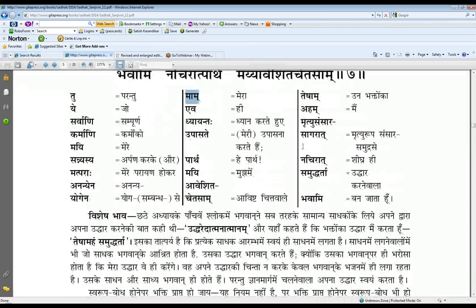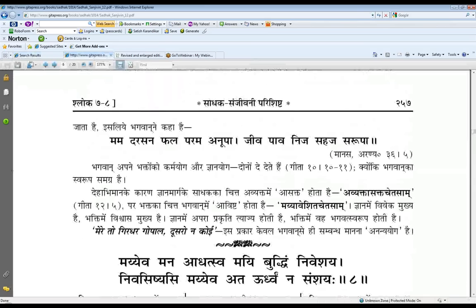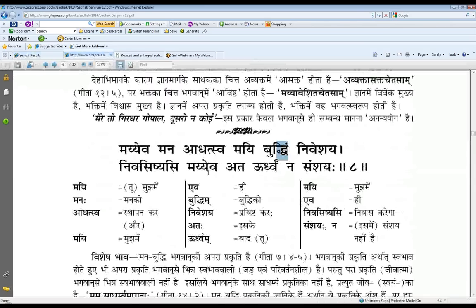Next shloka, right here: mai buddhim niveshaya. Buddhim, same thing. Buddhim means you have a padanta makara, followed by the nakara, which is a hal. So it became an anuswara. Down here, one more: urdhvan na saunshayaha. So urdhvam, padanta makara, followed by the na.